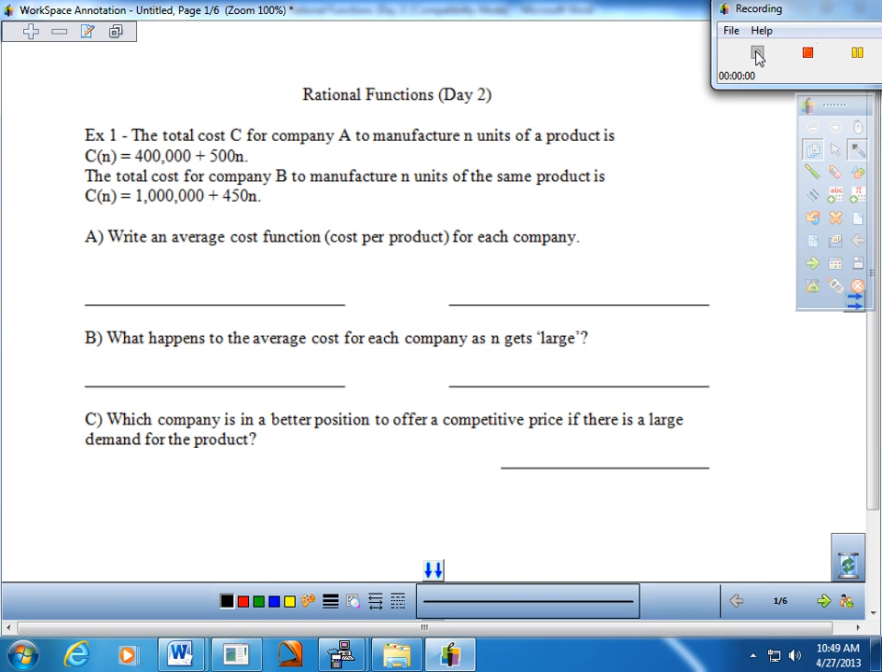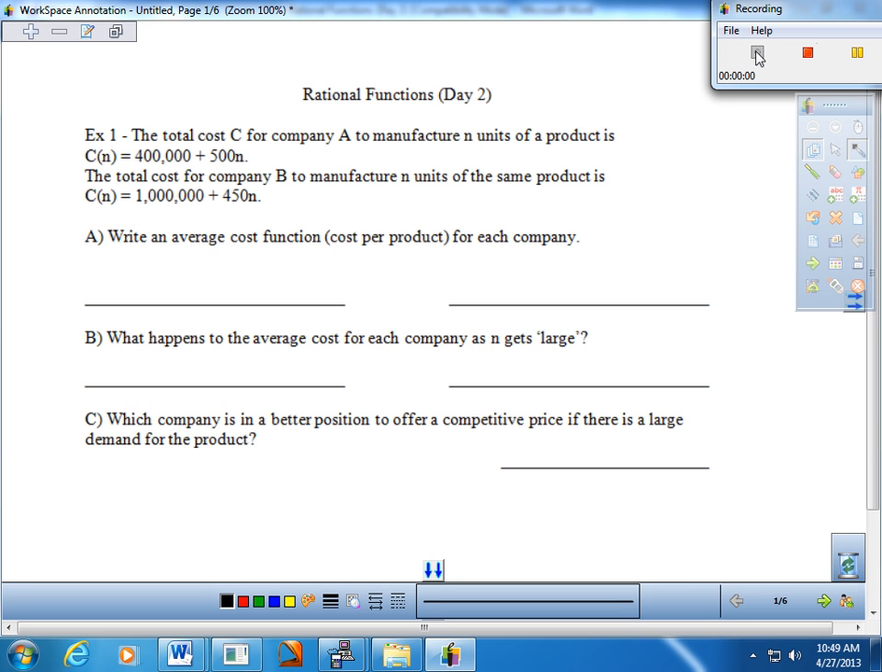Welcome. Today we will be taking a look at the notes worksheet entitled Rational Functions Day 2. We'll elaborate and expand on some of the graphical and algebraic characteristics that we looked at on the previous notes worksheet, and I will do some examples obviously to solidify some of these skills.